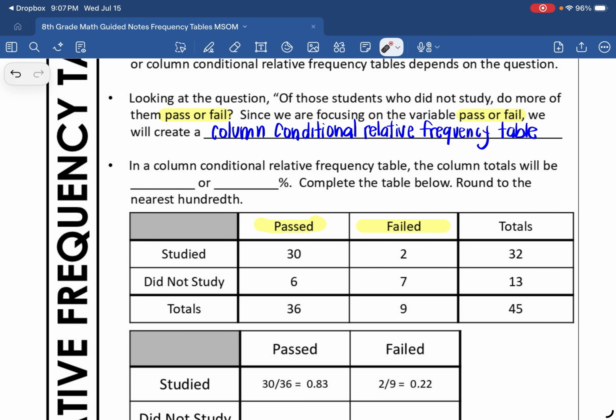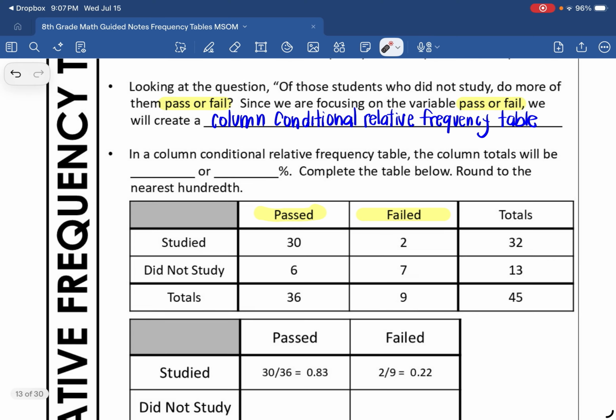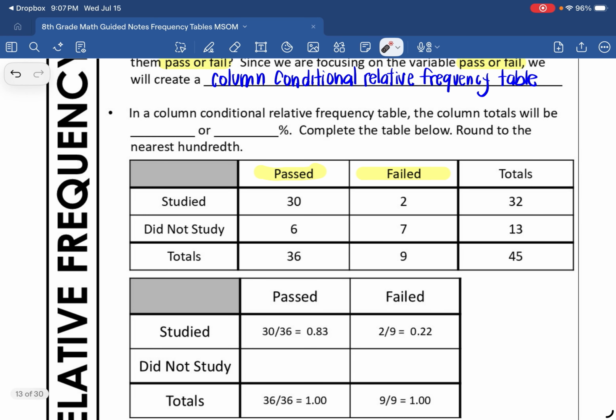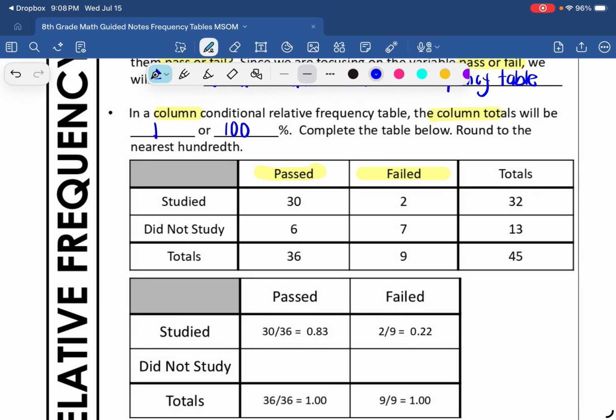So yes, we're looking at the people who did not study, but the focus is, did they pass or fail? The pass and fail is in my columns. If you put it in your rows, then it would be the row conditional relative frequency table. But since it's in my columns, it's going to be the column conditional relative frequency table. In a column conditional relative frequency table, the columns will be 1 or 100%. So whatever you're focusing on, if it's the columns or the rows, that is what's going to be your whole. So complete the table below, round to the nearest hundredth.